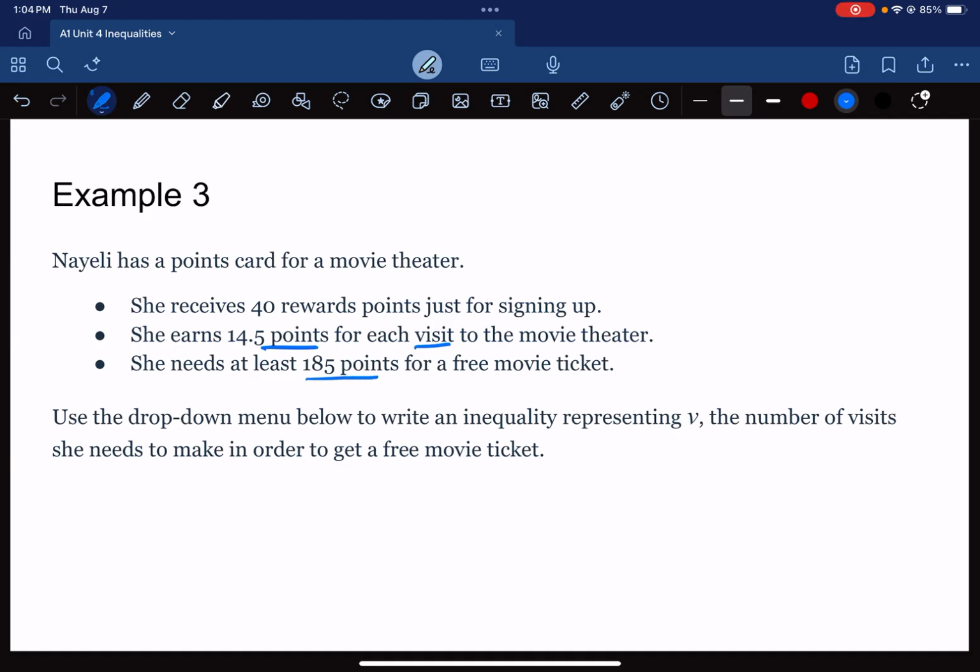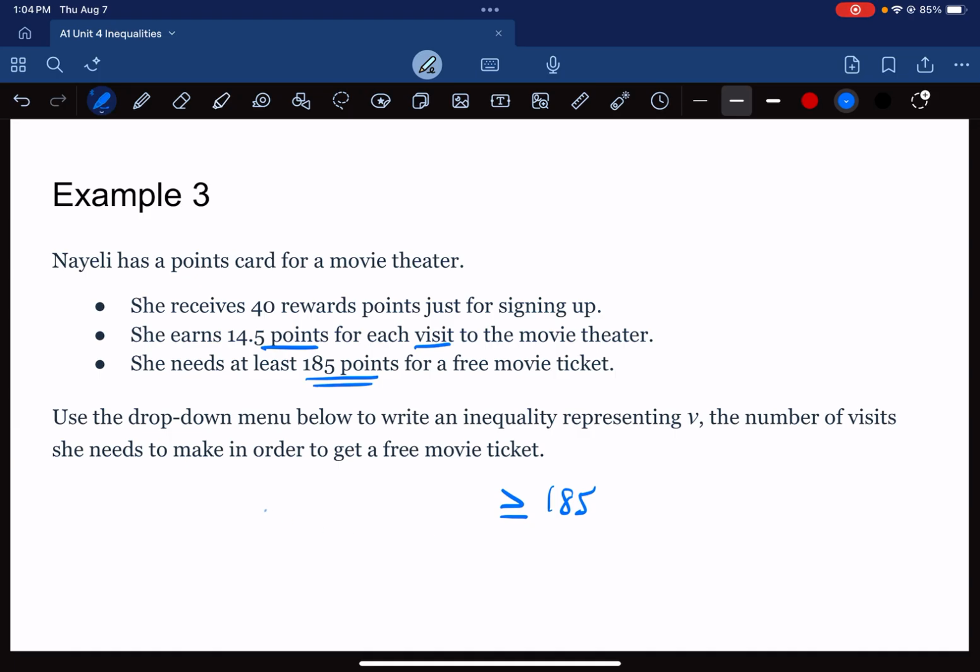Well, that sounds like our boundary value. At least 185. Do I want values that are more than 185? Like, is 190 at least 185? Yeah, it's more than 185. So that's what we're looking for. So we want values that are greater than or equal to 185. Okay, you're not going to get a free movie ticket if you don't get to 185. You got to have 185 or more. So that means the way we calculate your points has to be greater than or equal to 185.